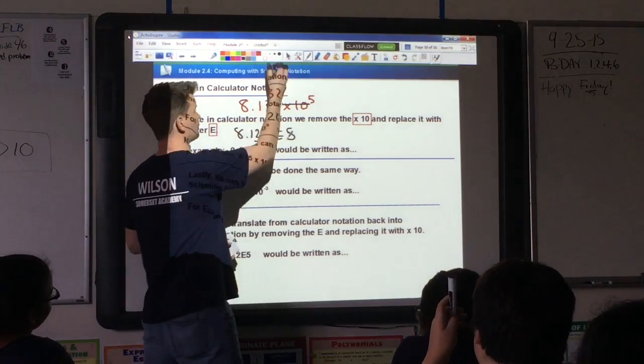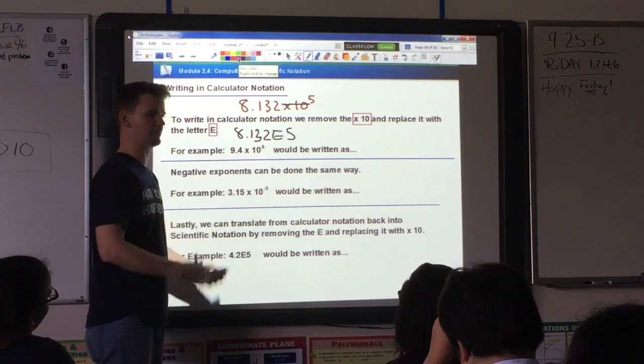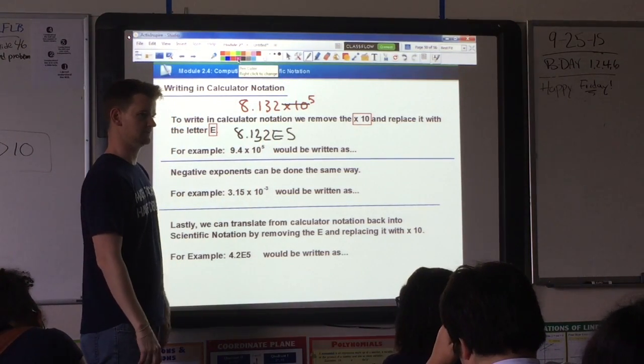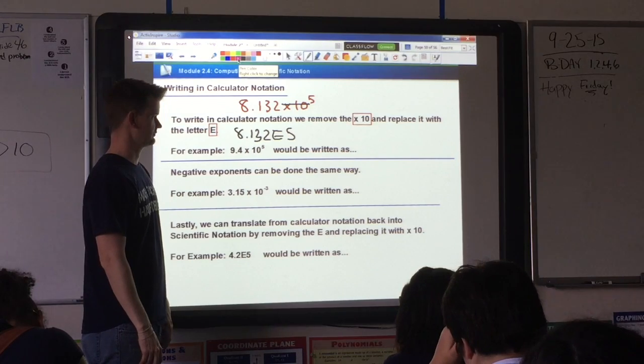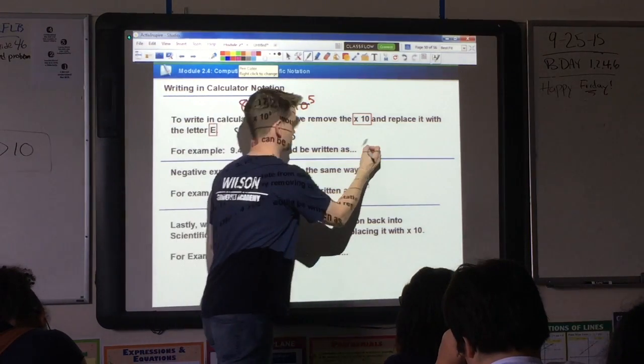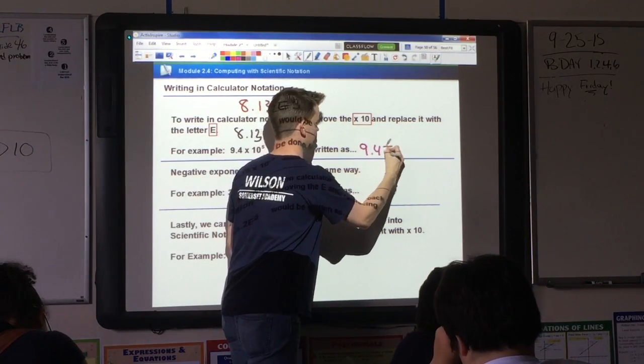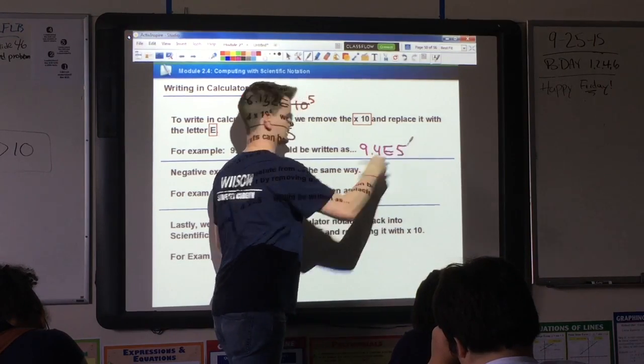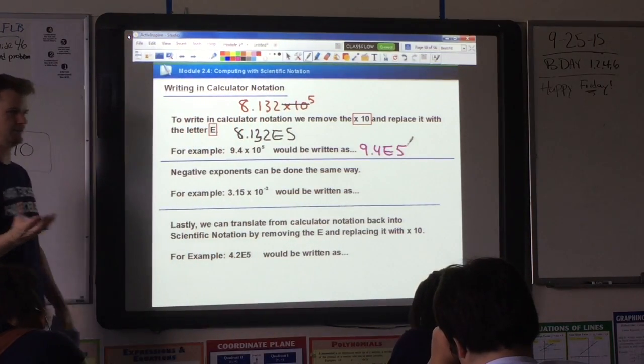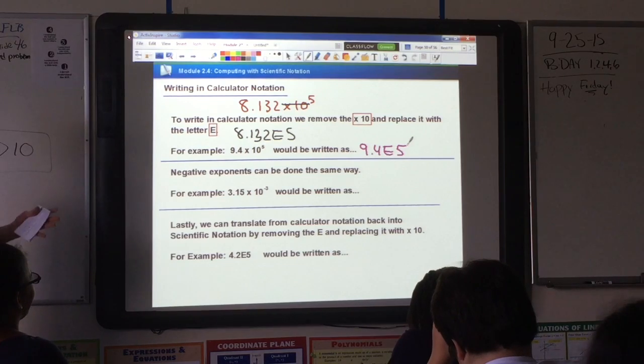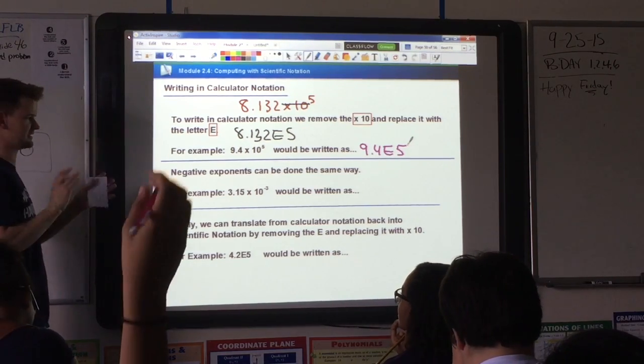9.4 times 10 to the fifth. We're writing that in calculator notation. Tell me what I'm going to write. 9.4, E, and the 5. An E and a 5, a regular size 5. 9.4 E 5. That's it. Simple. There's no math here. This is the simple part.